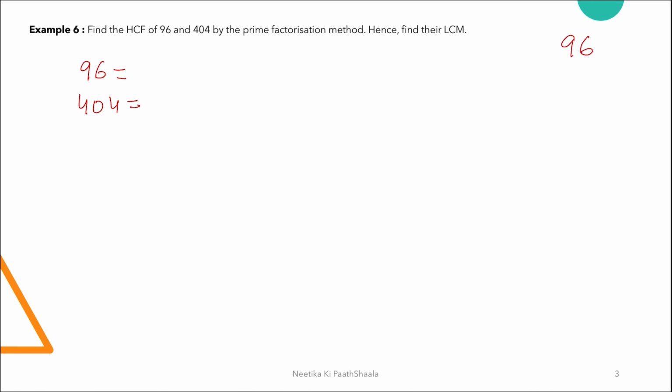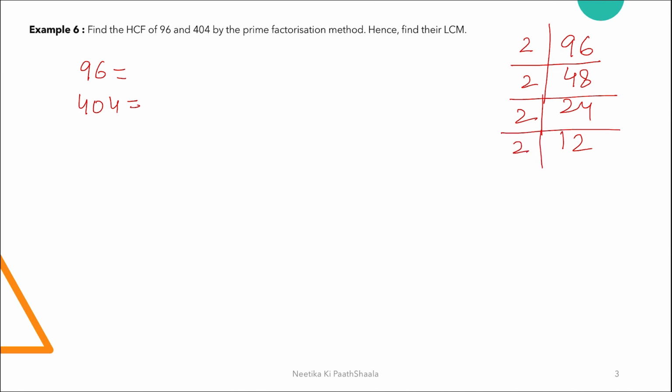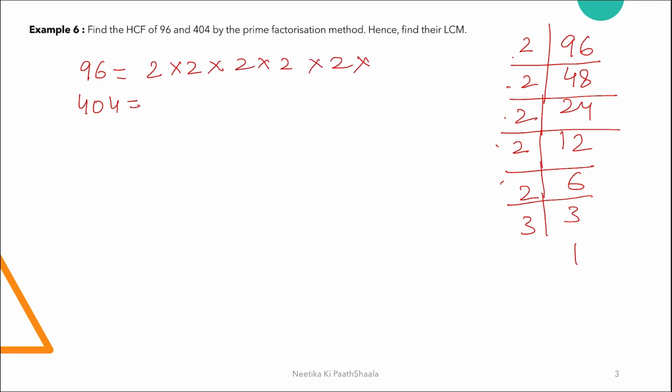So अगर हम 96 के प्राइम फैक्टर्स निकालेंगे, so 2 into 48, 2 into 24, 2 into 12, 2 into 6, 2 into 3, 3 into 1. So 1, 2, 3, 4, 5 twos and this 3. So 96 is 2 into 2 into 2 into 2 into 2 into 3. So हमने क्या किया है अभी? We have just expressed 96 as a product of its primes. Okay, prime factors निकाल लेने हैं and we have to write it in the below form.